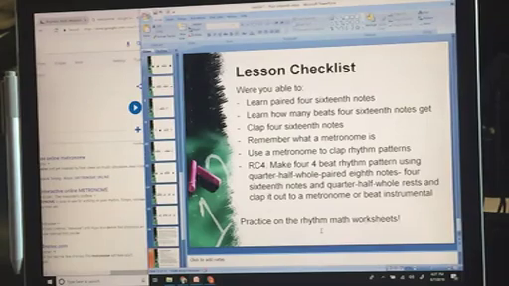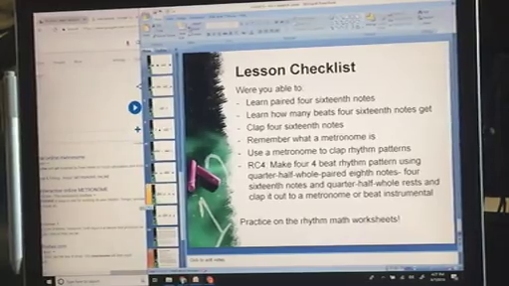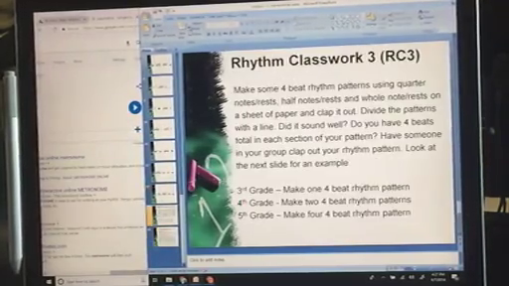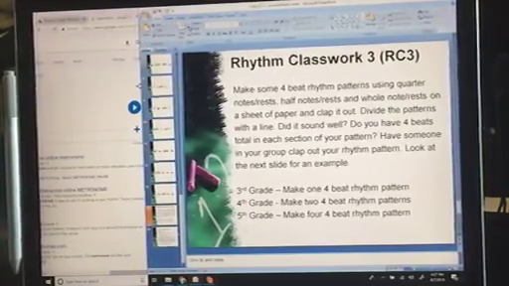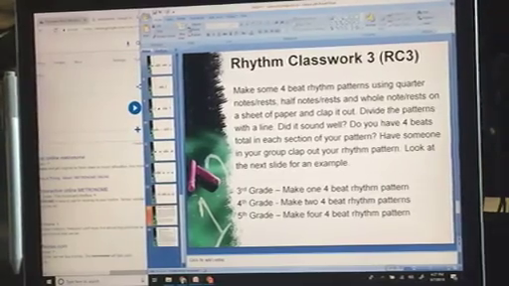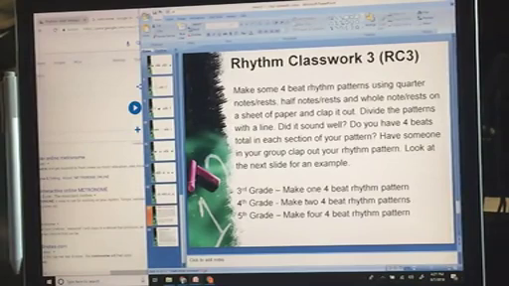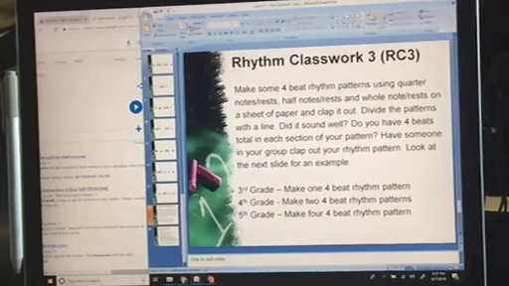So keep practicing. Get through all of the slides. Get your classwork, practice on your rhythm math worksheets, keep practicing, and then when you think you are ready to take my tests, let me know, and I will give you the test. So, best of luck to you, and congratulations to getting this far.